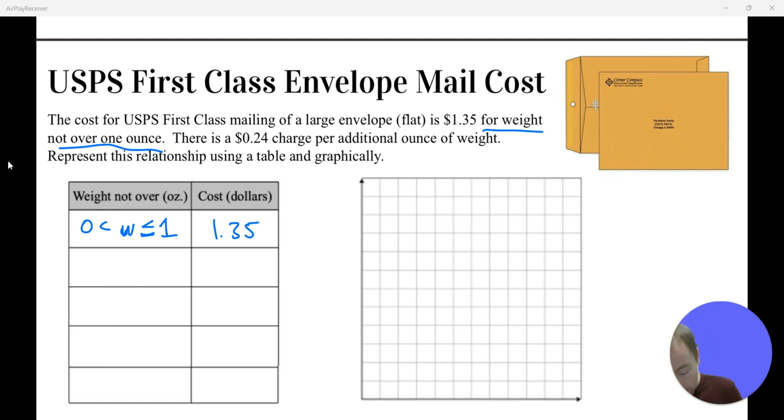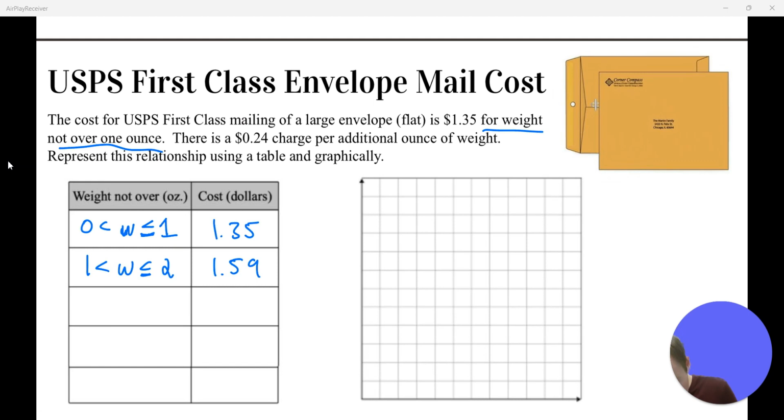Okay, so from there, basically the weight can be between 1 and 2 for an additional ounce. Now it's not going to equal 1, because right there it does equal 1. And then right here, it could be equal to 2. Now it's just going to be 24 cents higher than our previous starting price of $1.35. That's going to bring us up to $1.59 there.